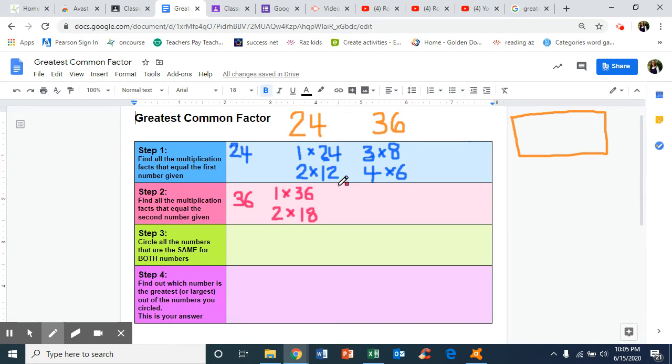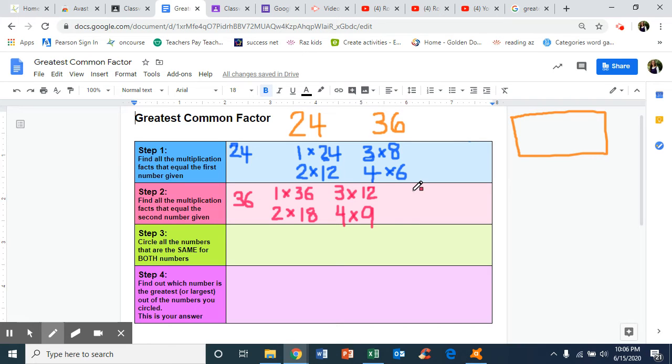Now you move on to the number 3. 3 times something to get 36. And yes, we can do that. We can do 3 times 12 equals 36. Now we move on to the number 4. Can we do 4 times something to get 36? Yes, we can. 4 times 9.